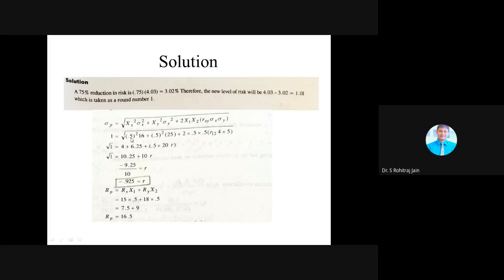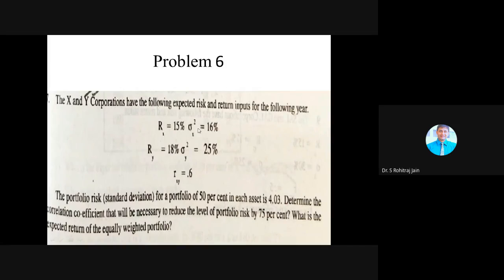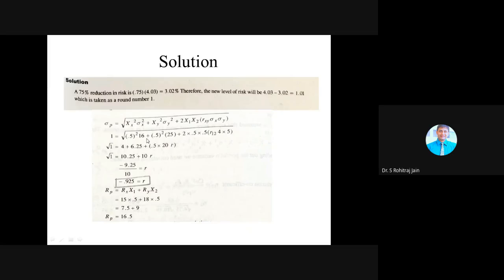So 0.5 square multiplied by 16. Where have they given 16 in the problem? They have given sigma x square, that is the variance of security x, and the variance of security y. The variance of security x is 16%. Similarly, the variance of security y is 25%. They have given this in the problem, so straight away apply those values here. Plus 0.5 square multiplied by 25, plus 2 into 0.5 into 0.5 into the correlation coefficient we have to calculate, multiplied by 4 into 5.